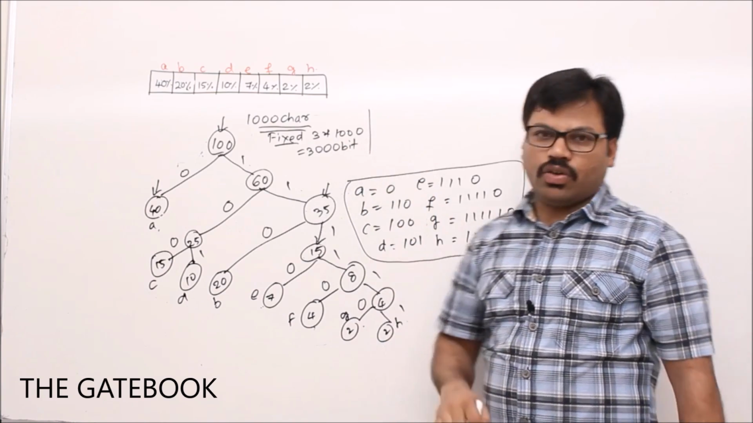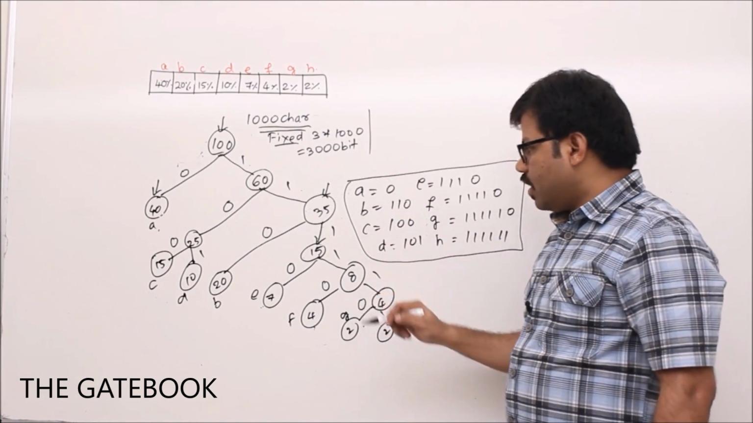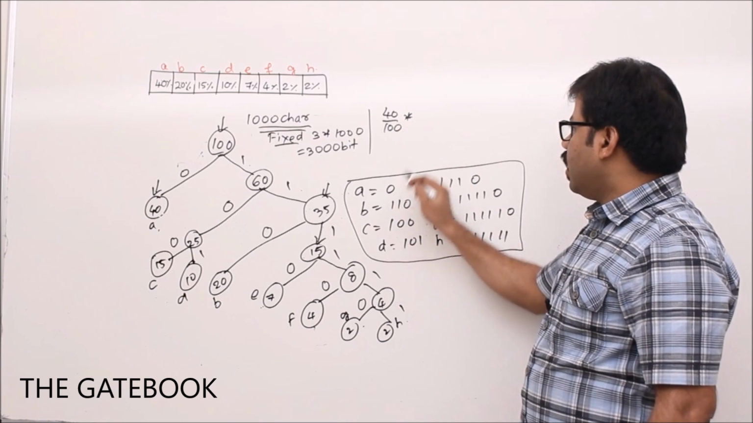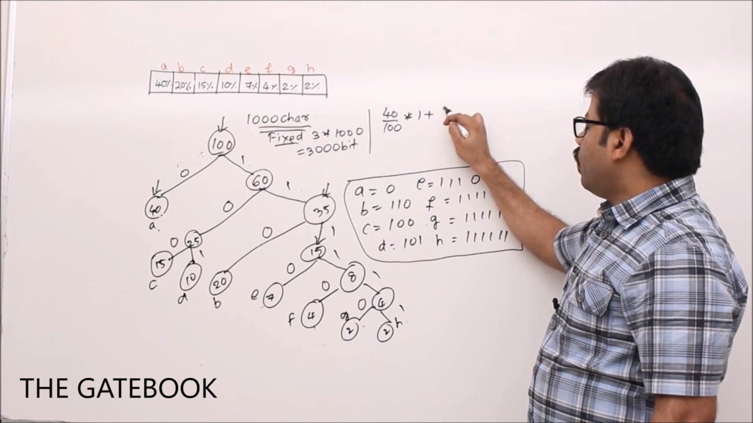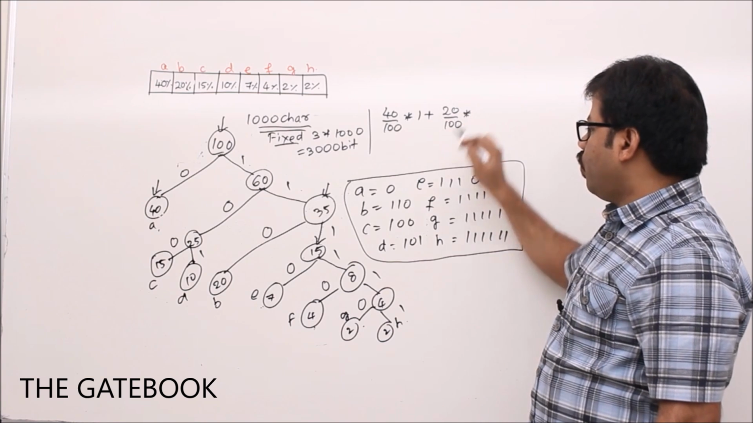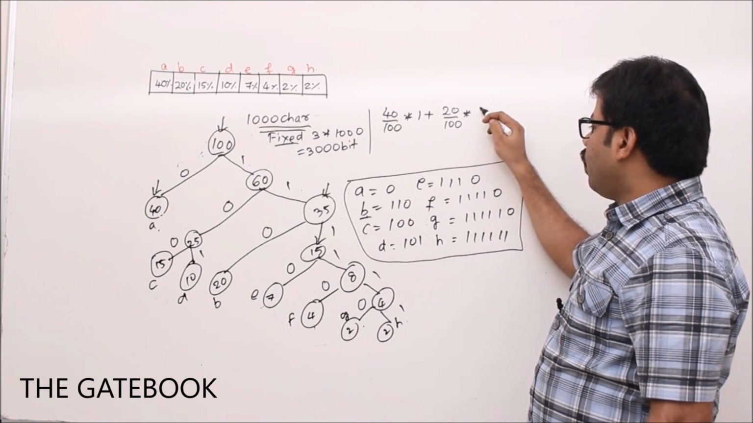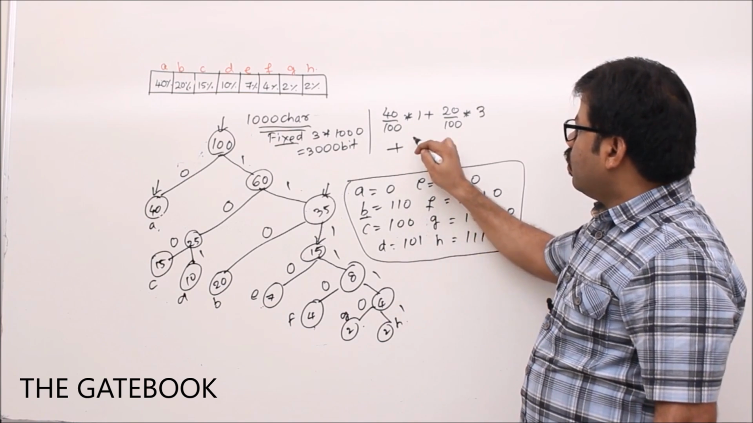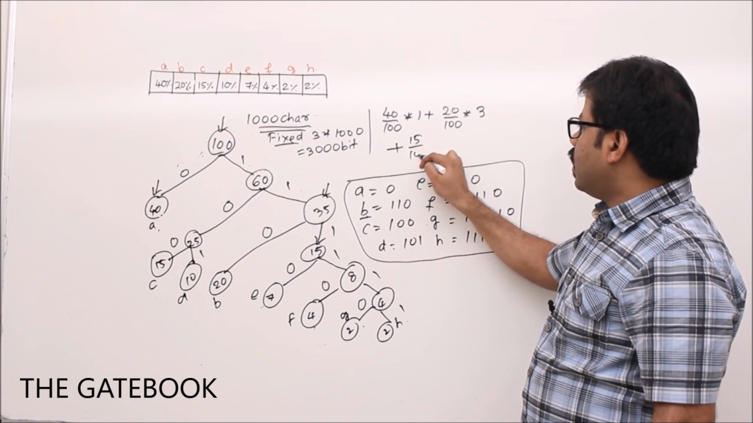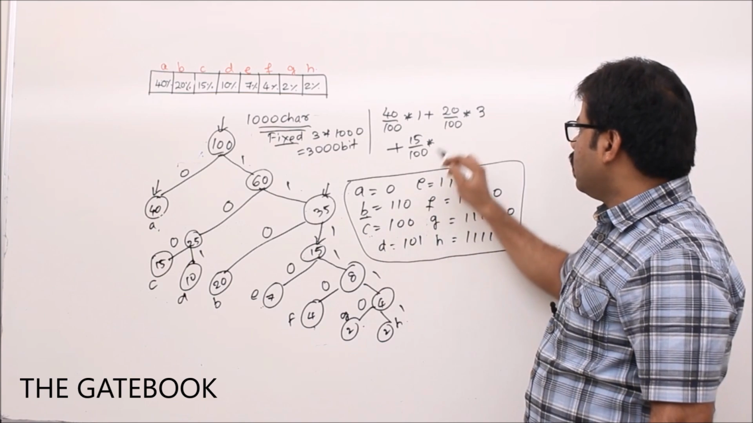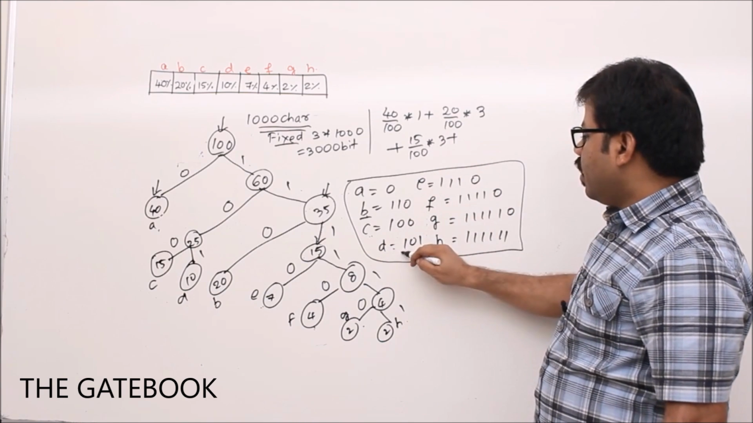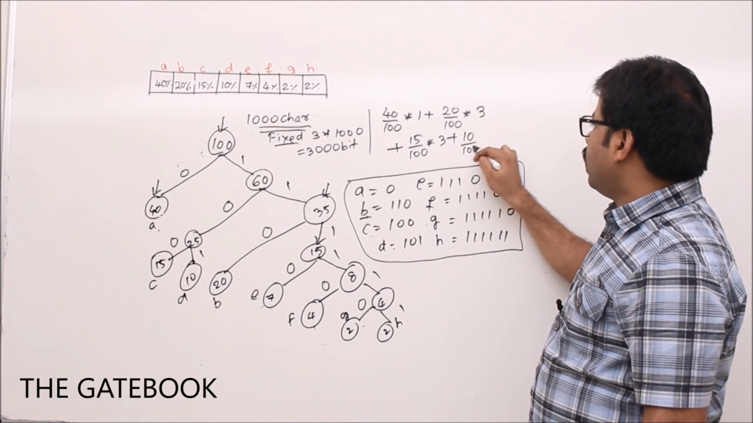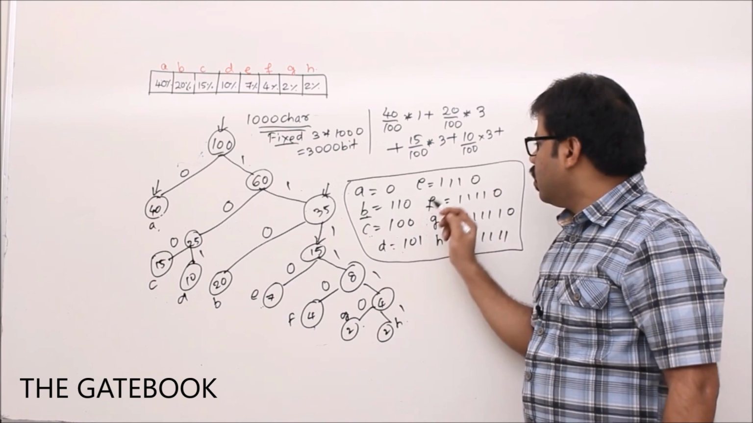Now we'll come to variable length encoding. So it depends on frequency. 40% of the time in the message, we are going to have A that only consumes 1 bit. Then 20% of the time we are going to have B, so B character will have 3 bits. Then the third character C, which is 50% of the time, and the length of the character C is 3. After that D. D is nothing but 3 bits and 10% of the time.